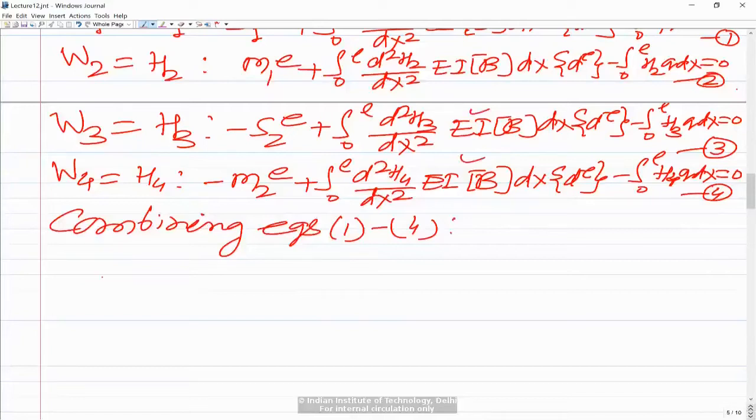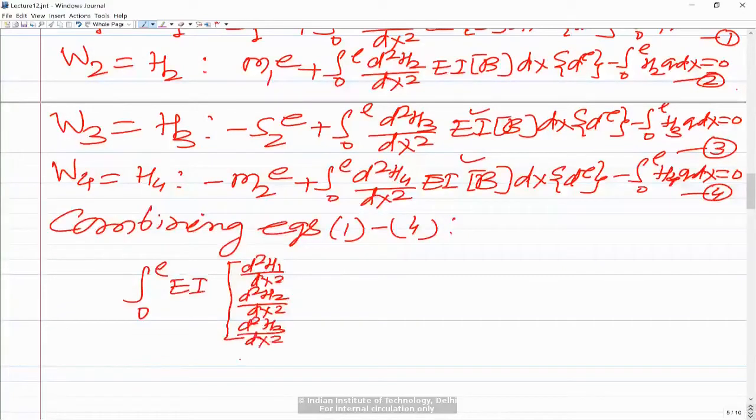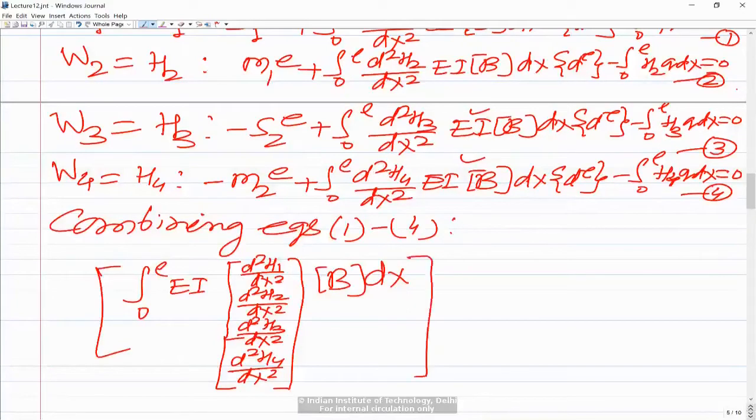So I have these four equations: first equation, second equation, third equation, and fourth equation. We want to put them in terms of rows. So this would be integral 0 to L, and this EI I can write anywhere. In the first equation we have d2 h1 by dx square, second equation d2 h2 by dx square, third equation d2 h3 by dx square, and fourth equation d2 h4 by dx square. And then of course we have this B and dx. So all four equations can be combined in this manner, and then here you have this d.